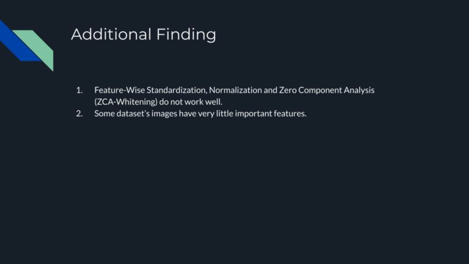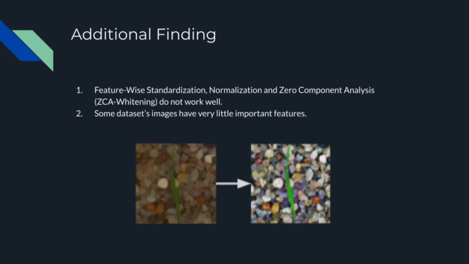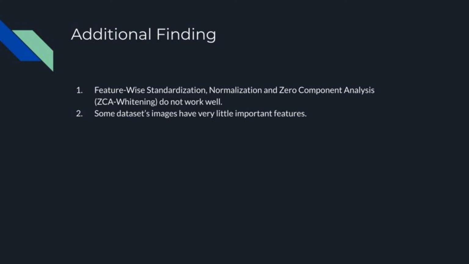One of the important findings we had when training our model with this dataset is that feature-wise standardization and normalization, as well as zero-component analysis whitening, do not work well with this dataset, as some of the images in the dataset have very few important features, as shown in Claire's example. So with feature-wise standardization and ZCA whitening, it removes too many important features so that our model is not able to train on them. Therefore, it lowers the accuracy of the results overall. We also find that normalization does not work well with gradient accumulation because batch norm statistics cannot be accumulated.